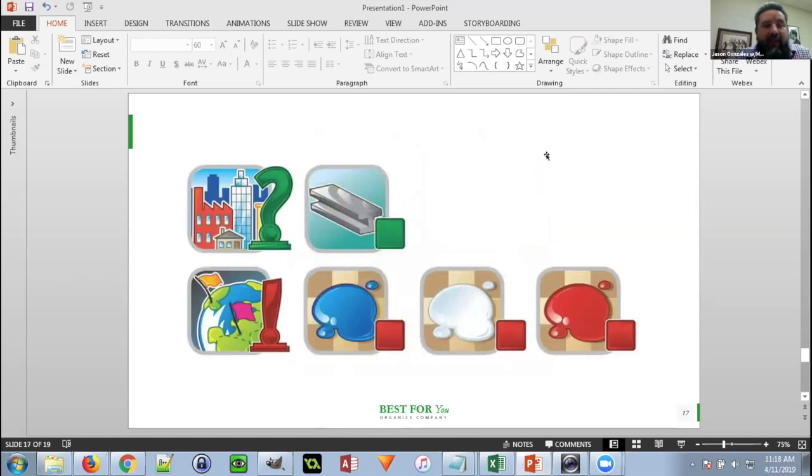This is probably buildings, and this is probably steel, and this is probably international, I would guess, and then the colors blue, white, and red. So what are the guesses there? Eiffel Tower. Yes, it is. Eiffel Tower, you win. Nice.